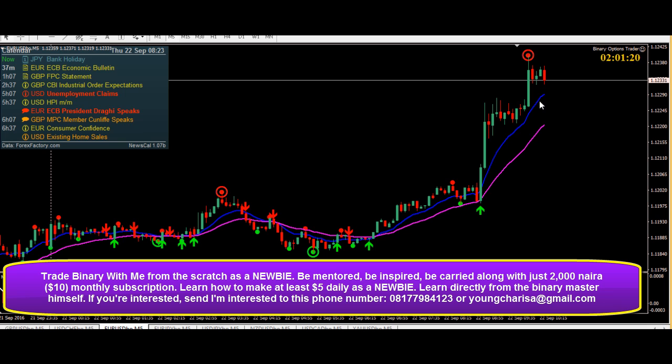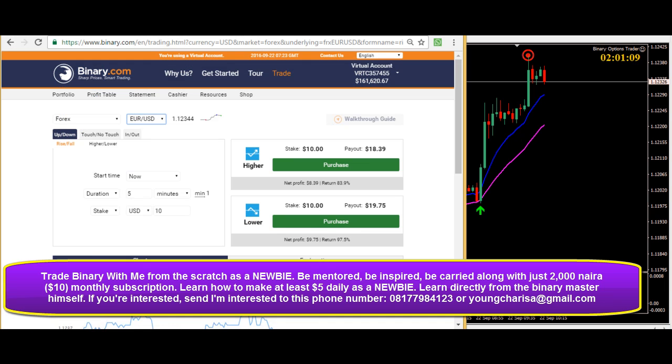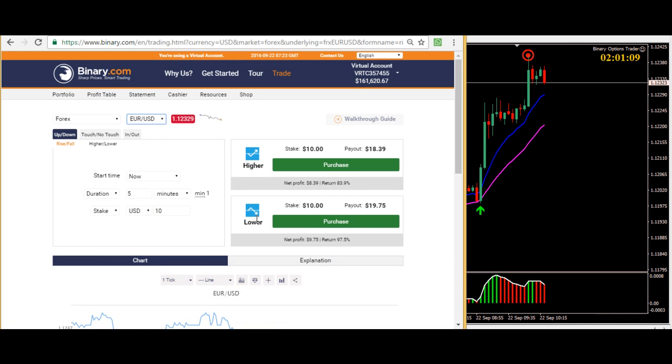So by the time this blue takes a turn and is almost crossing on this pink, and an arrow pops up, I will take my trade lower. I will purchase lower. If the green arrow pops up, I will purchase higher. But I don't use binary.com for now.